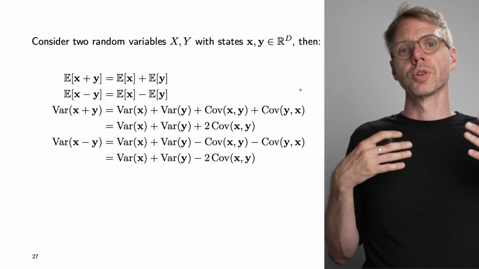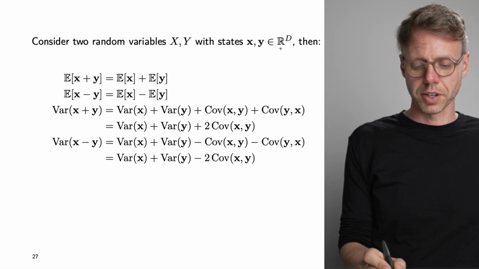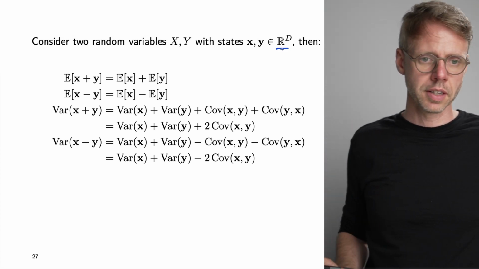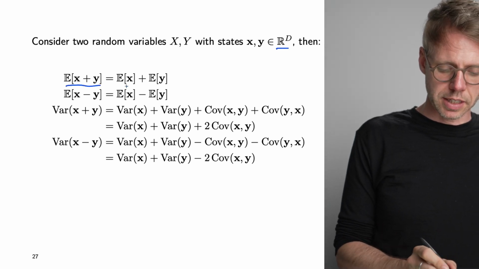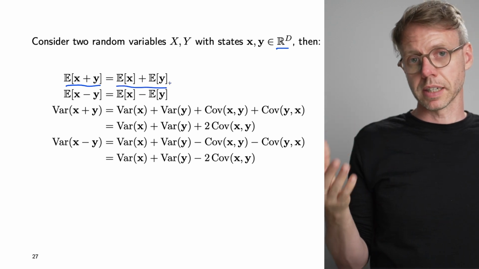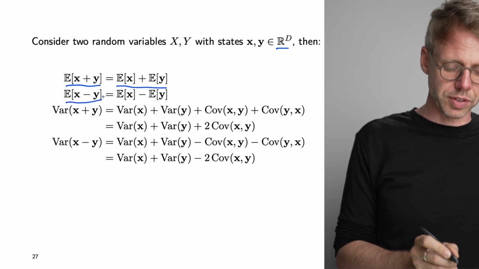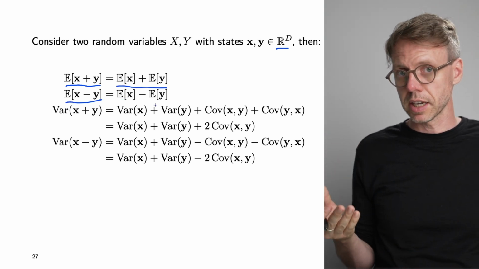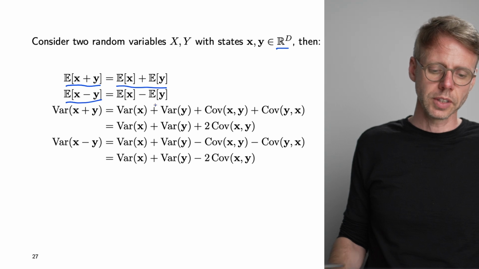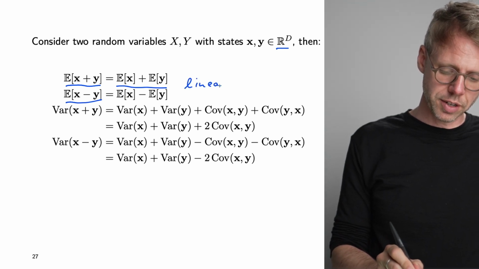Now, if we have two random variables, x and y, from R^d, so they might be multivariate, then the expectation of their sum is equal to the sum of the expectations. The expectation of the difference between x and y is equal to the difference between the expectations. So that is given by the linearity of expectation.